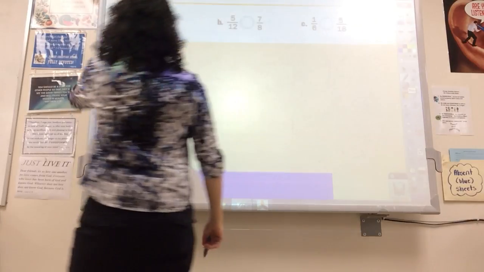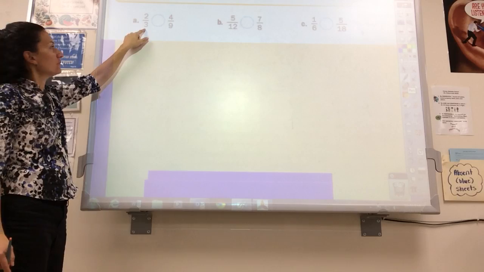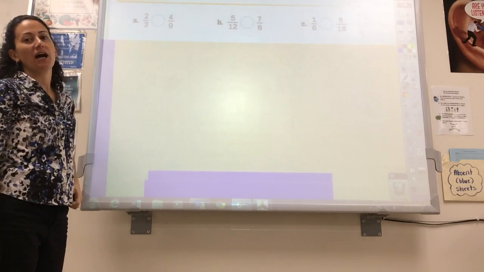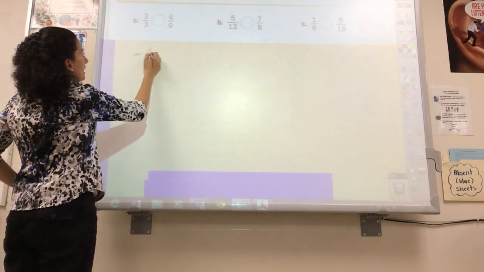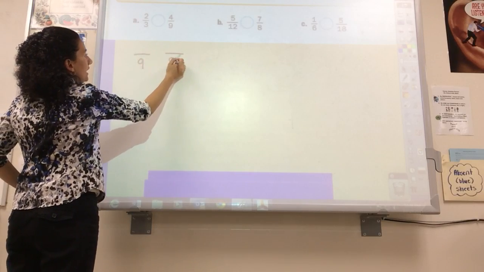Okay, let's start with this first one. A common denominator for 3 and 9 is 9. 3 and 9 both go into 9. So I'm going to first write my equivalent fractions.